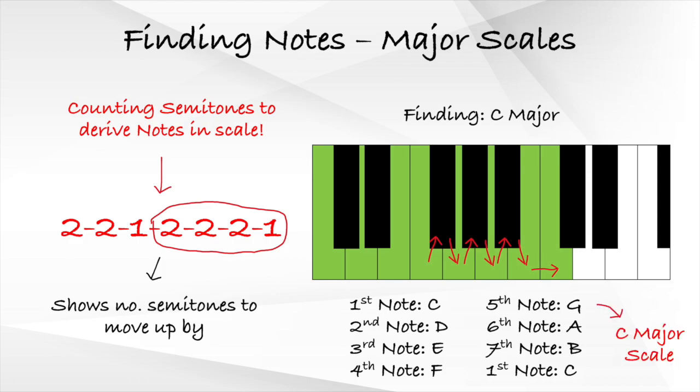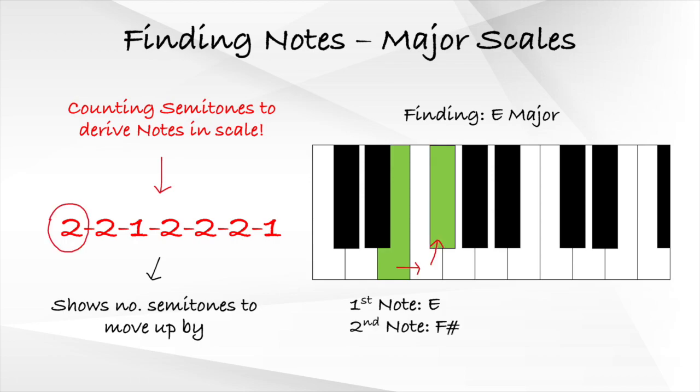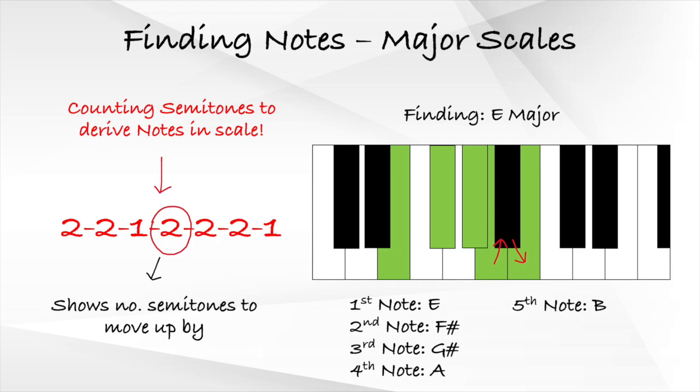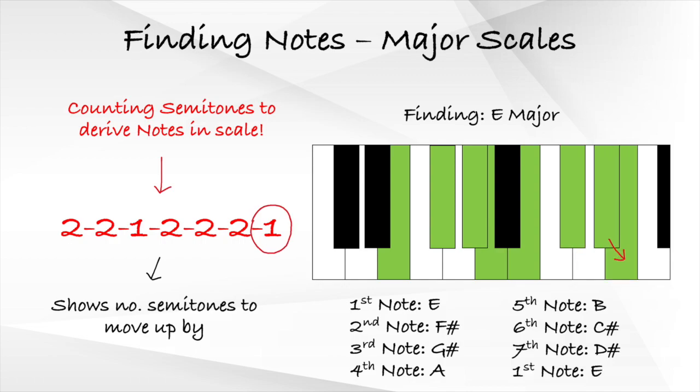This method applies for every single major scale. For instance, let's say we now need to figure out the notes for the E major scale. The first note is an E, as the E major scale will always start with an E. Following the numbers, we move up by 2 semitones and land on an F sharp, another 2 semitones and land on a G sharp, 1 semitone and land on an A, 2 semitones and land on a B, another 2 semitones and we get C sharp, yet another 2 semitones and we get D sharp, and finally 1 more semitone and we have E once again. Don't worry if you haven't written down the numbers, as I've included all the numbers in the description down below.